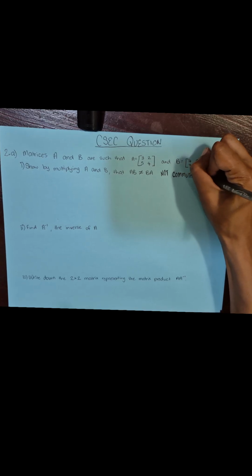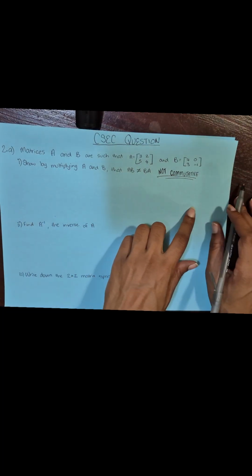The next question from CSEC says, matrices A and B are such that A is equal to 3, 2, 5, 4, and B is equal to 4, 0, 3, negative 1. Show by multiplying A and B that AB is not equal to BA. So again, they're giving us a problem where you have to show that matrix multiplication is not commutative. How can you show this? You can just do AB, do BA, and show that they do not equal each other.